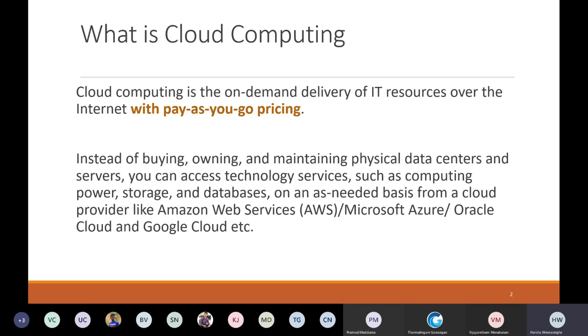As the first step, we should know what is meant by cloud computing. It says cloud computing is the on-demand delivery of IT resources over the internet. I highlighted the term pay as you go pricing. As the word implies, you're only going to pay for what you purchase, so you don't have any upfront costs and stuff.